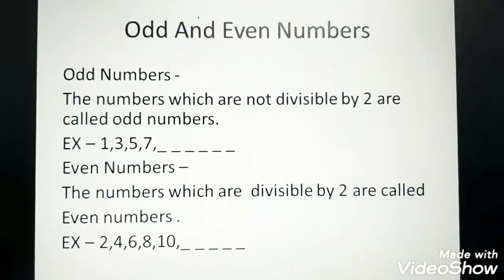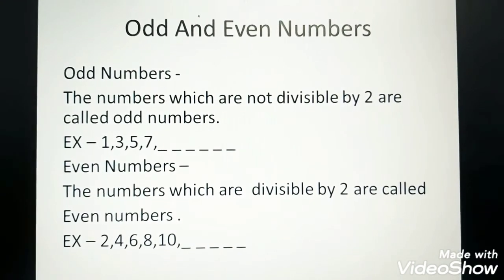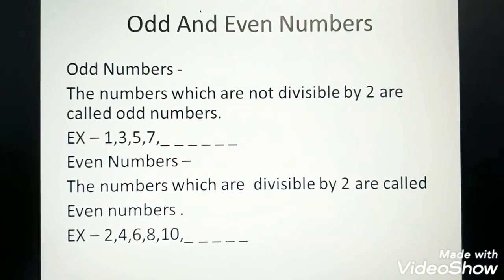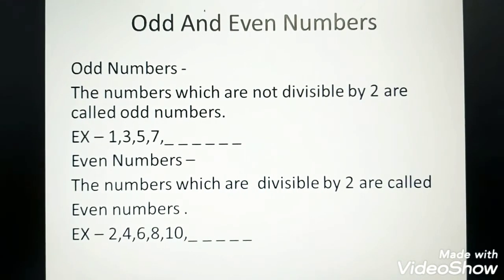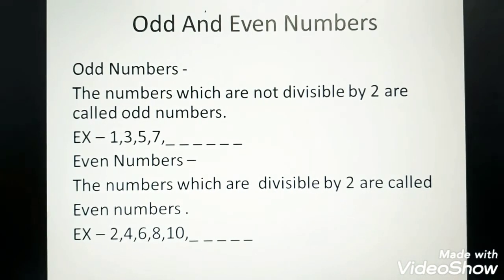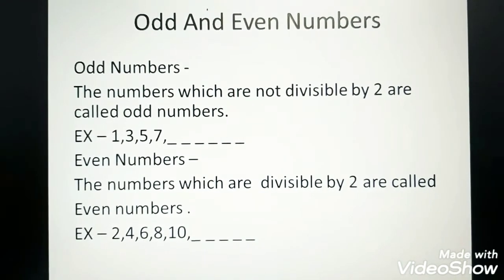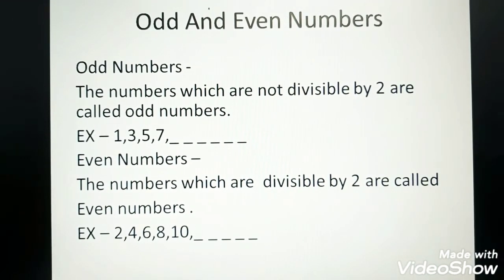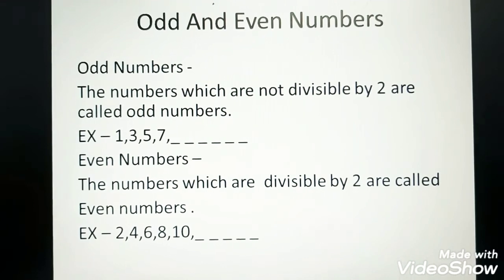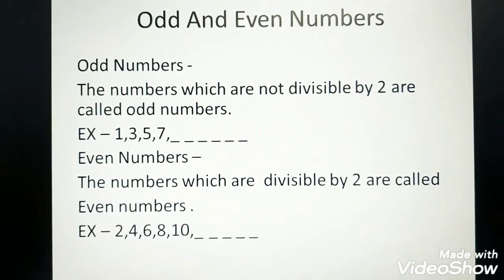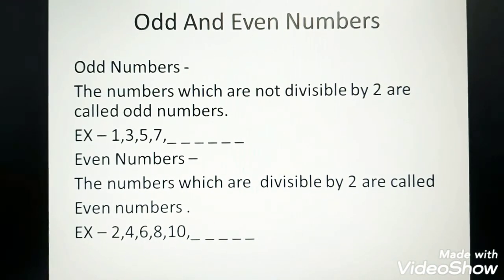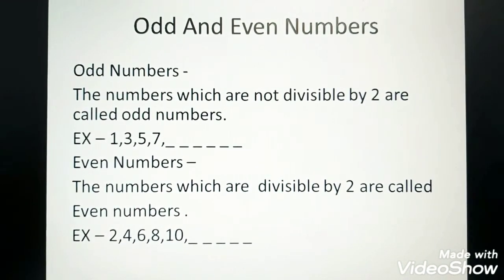Okay? Now odd and even numbers. Now what are odd numbers? The numbers which are not divisible by 2 are called odd numbers. For example 1, 3, 5, 7. वो numbers जो 2 से divisible नहीं होते, those numbers are called odd numbers. Now even numbers, the numbers which are divisible by 2 are called even numbers. For example 2, 4, 6, 8, 10 and so on. और वो numbers जो 2 से divisible हो जाते हैं, those numbers are called even numbers.